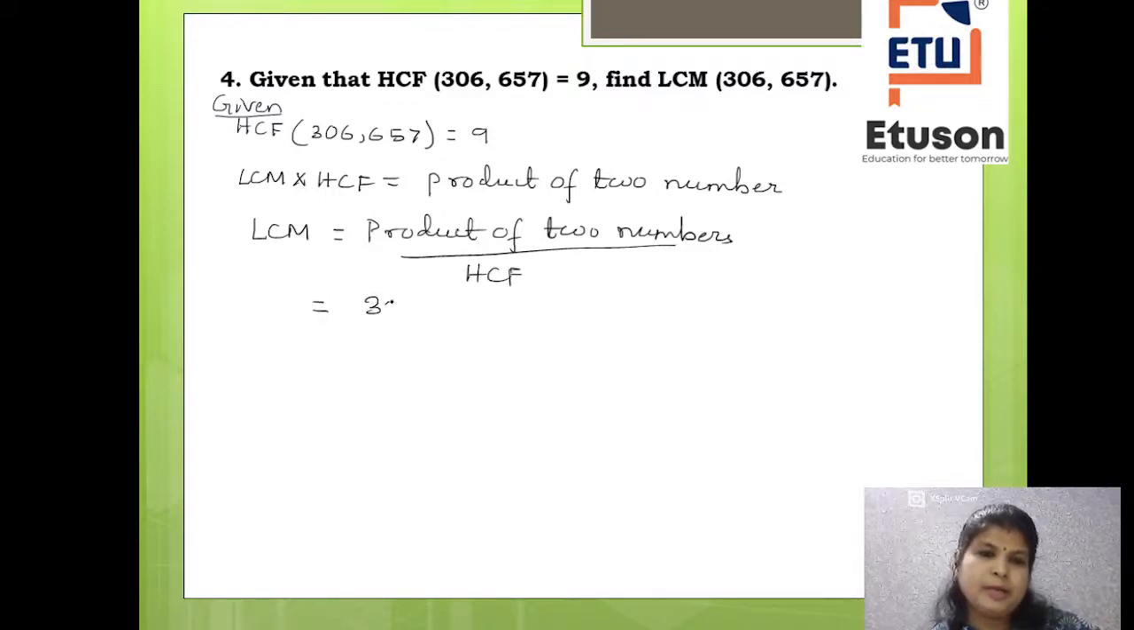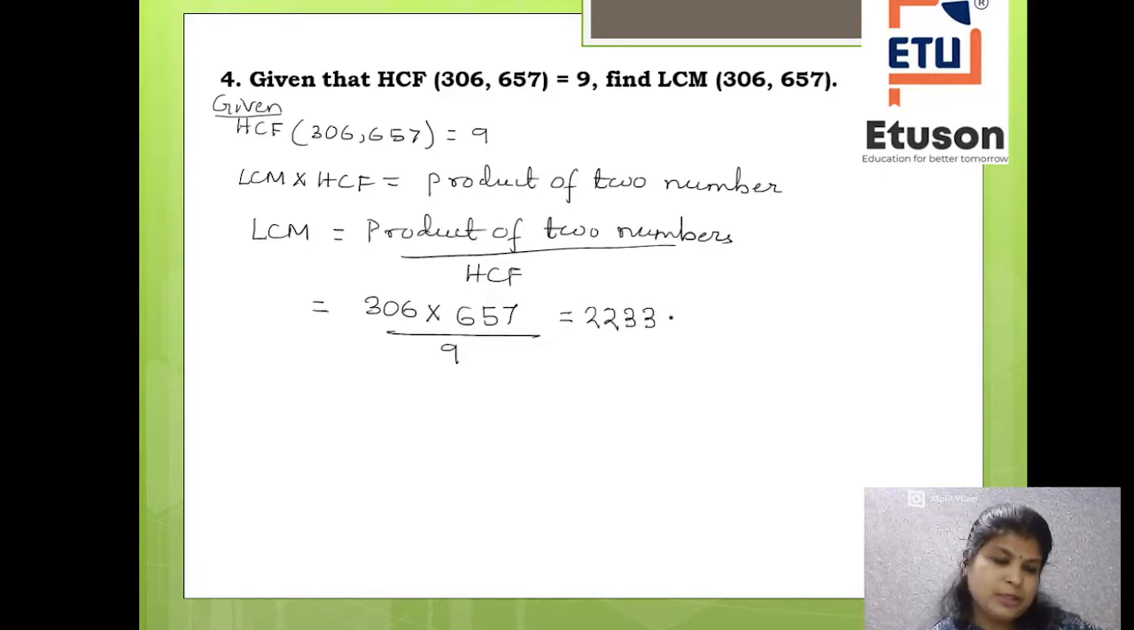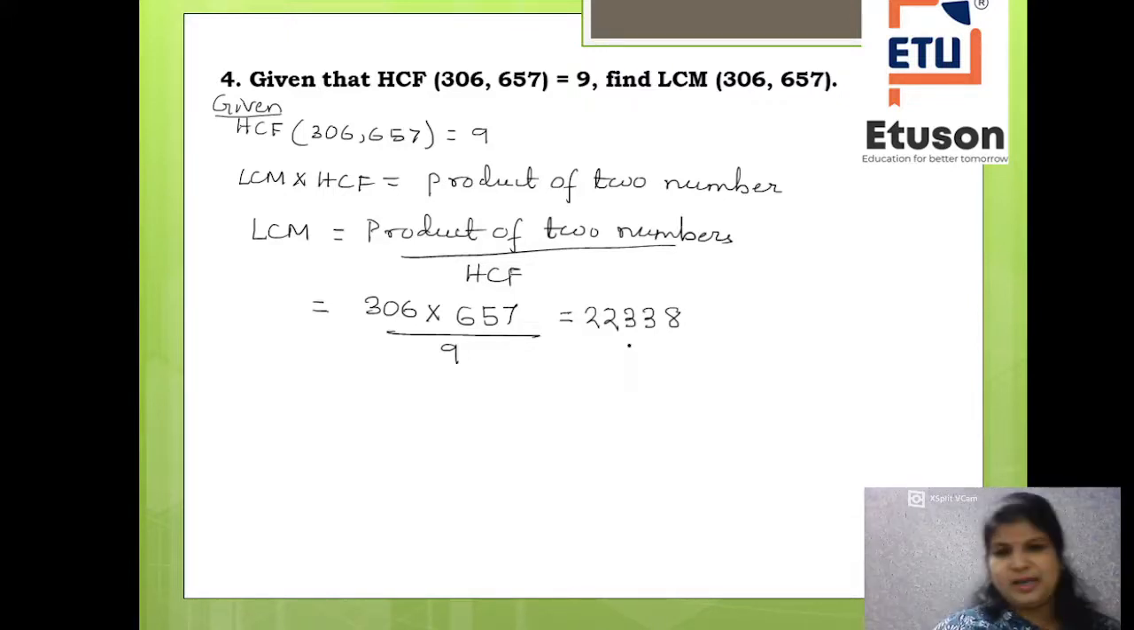So what you will write? 306 into 657 divided by HCF. HCF कितना है? वो तो क्वेश्चन में ही दिया गया है ना. So you put that as denominator, divided by 9. अब इसको सॉल्यूशन निकाल लो and your answer is 22,338. बहुत आसान है ना? Isn't it very easy? Okay. So now let us go to next problem.